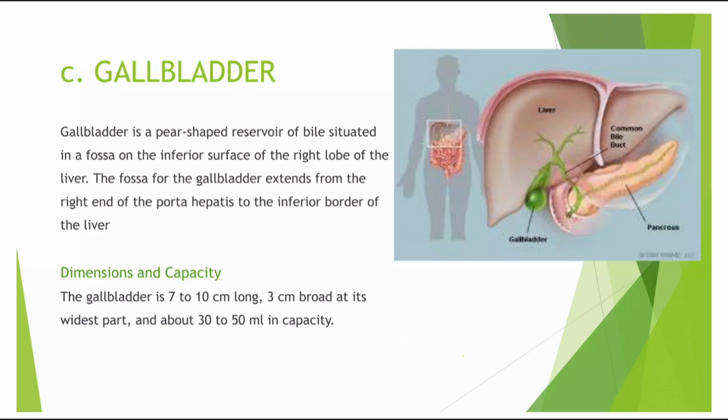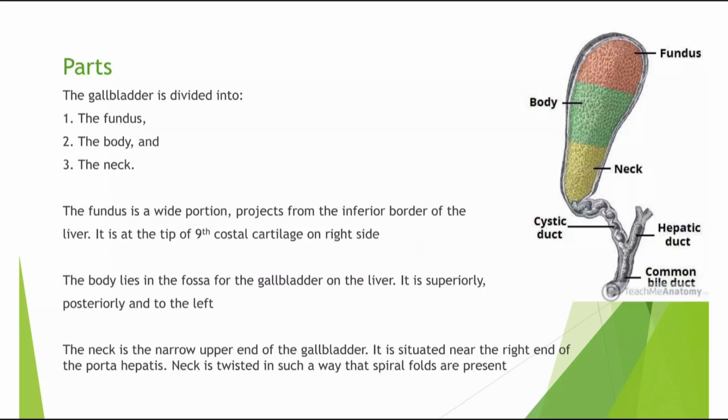Then the important structure of this apparatus is the gallbladder. The shape of the gallbladder that you can see and appreciate easily is a pear shape. Gallbladder has parts: first of all fundus, body, and neck, and then there is a cystic duct that arises from the gallbladder.